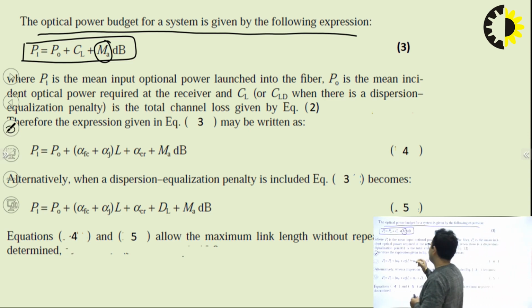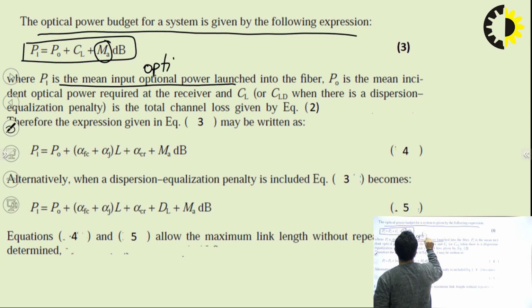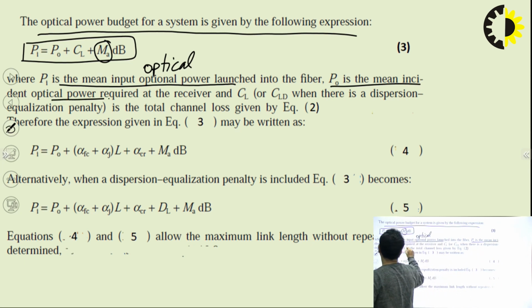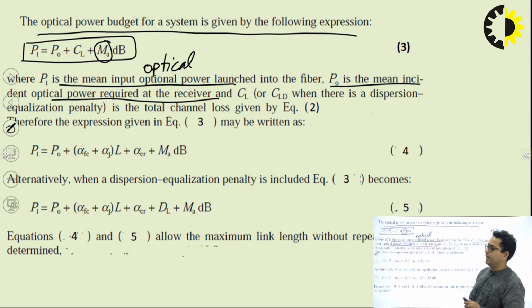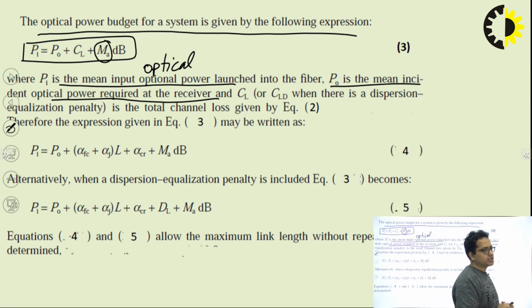Now, what is PI? PI is the mean input optical power. So this is the mean input optical power launched into the fiber. Similarly, PO is the mean incident optical power required at the receiver. And CL, we have already discussed what CL and CLD are. CL is the channel loss without incorporating dispersion equalization. CLD is the channel loss incorporating the dispersion equalization.